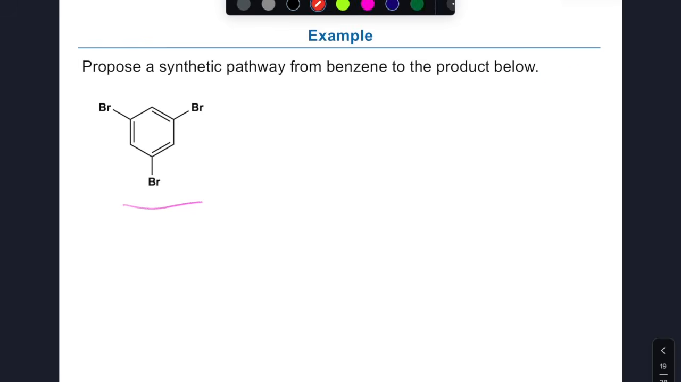This is a case where we can start off from benzene, and let's say we nitrate it first. If we nitrate it with nitric acid and sulfuric acid, we start with nitrobenzene.